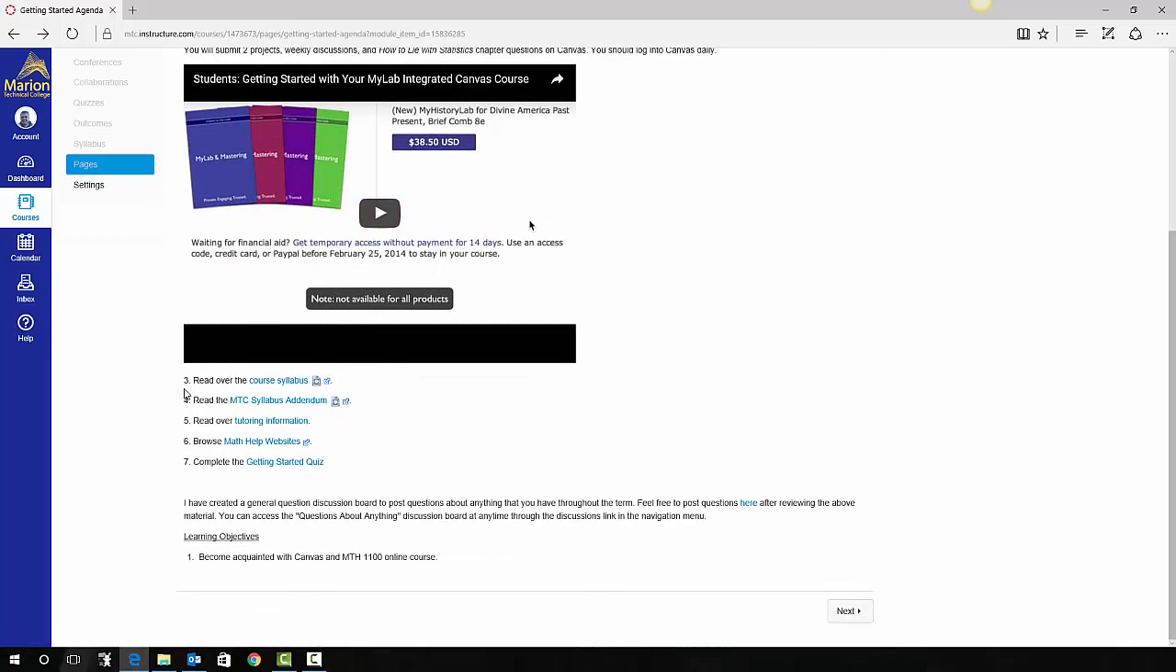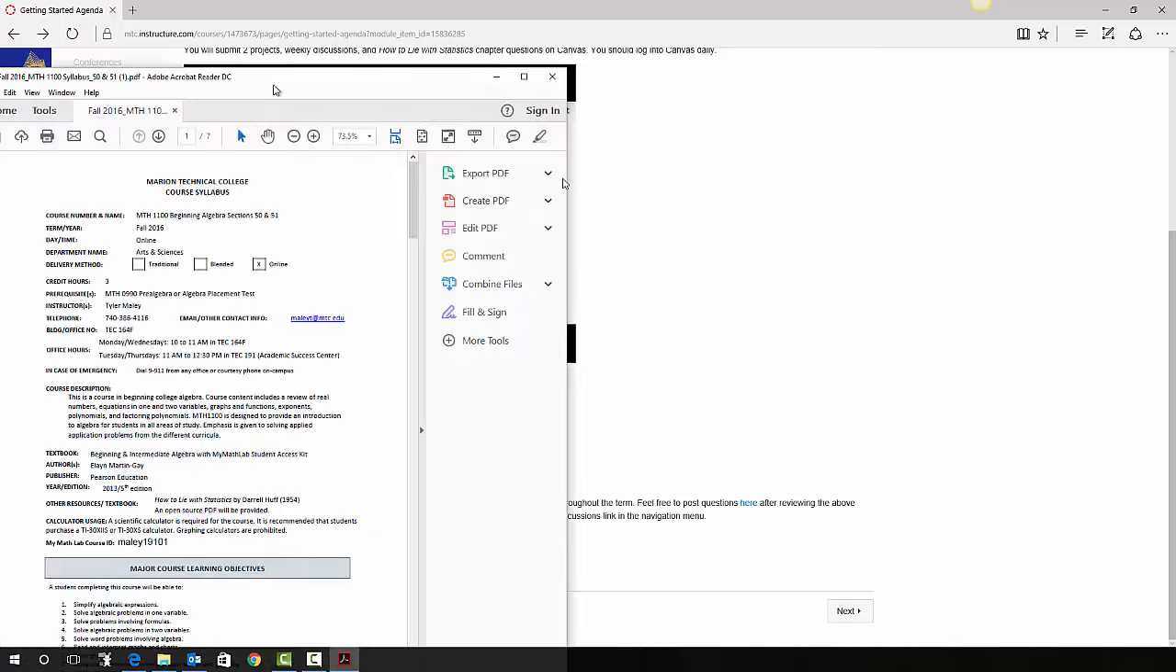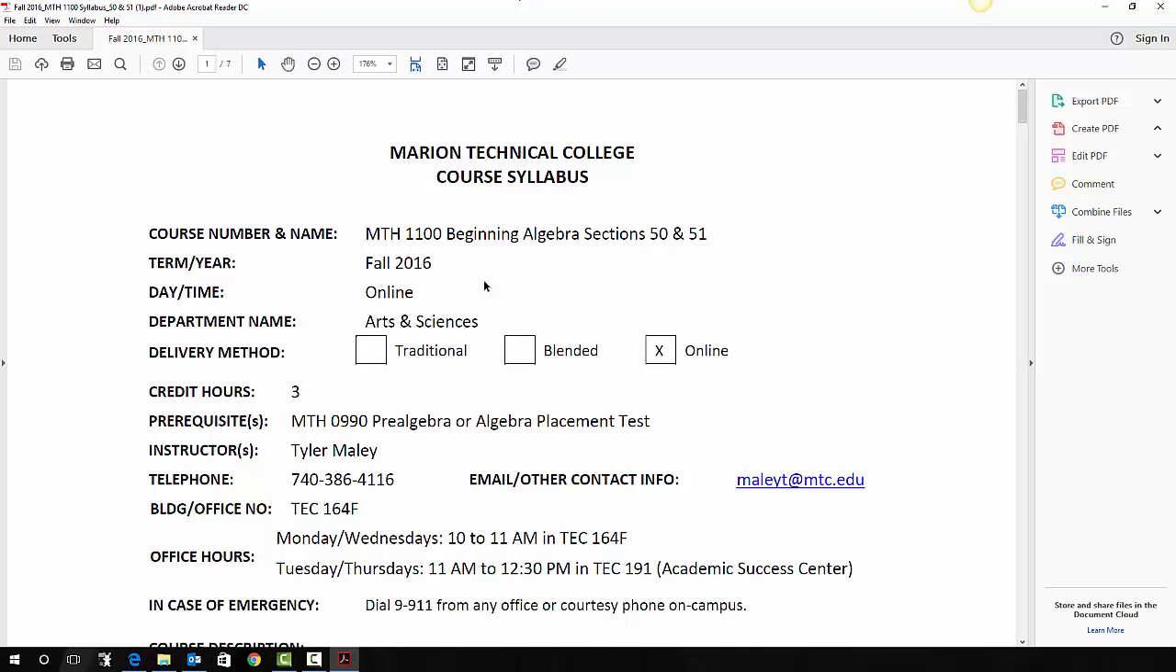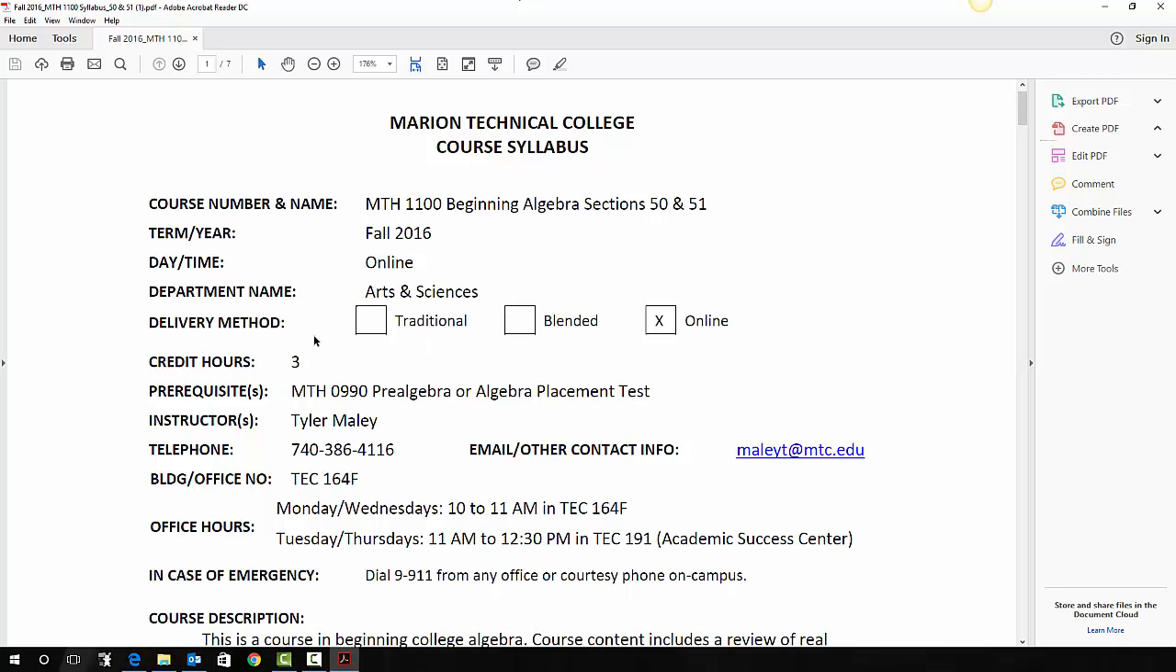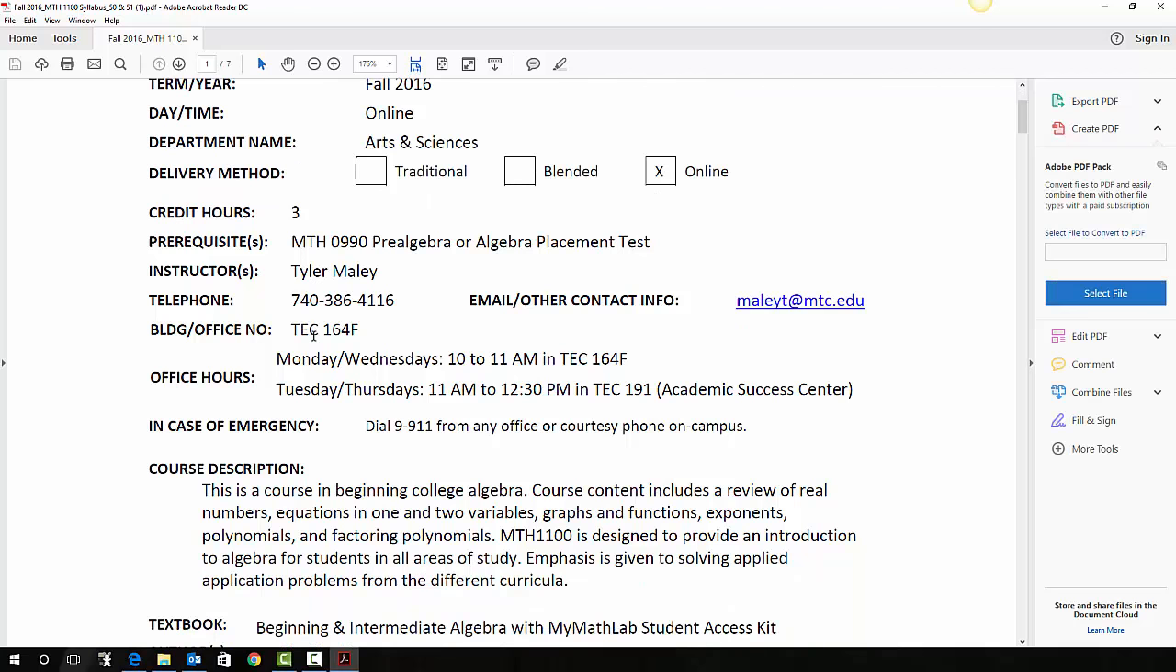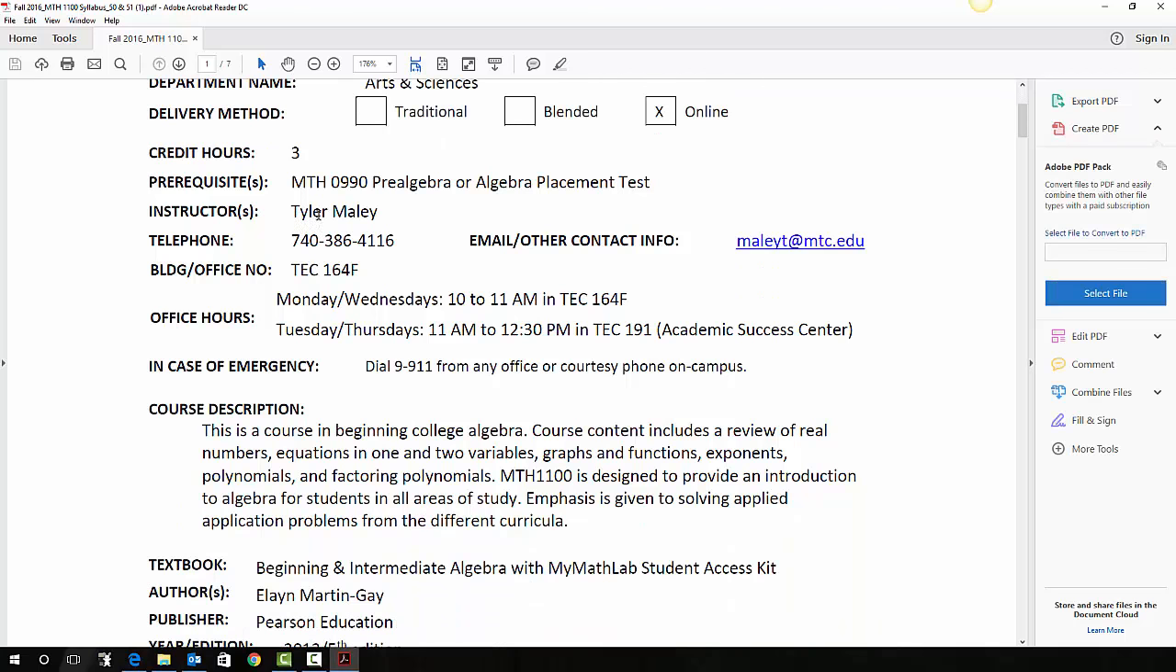And number three here, read over the course syllabus. If you click this, we can take a look. Here are some common things that you need to read over about the course. Here's my name and my contact information. Email's really going to be one of the best ways to get a hold of me, but I am going to be in my office a lot this term, because I'm developing a lot of curriculum that's coming up.